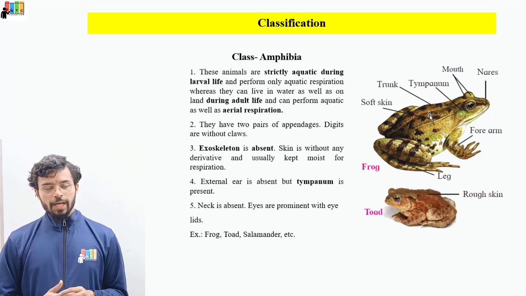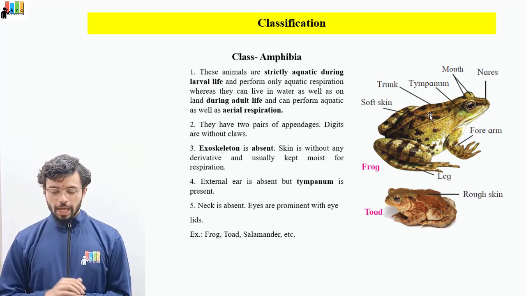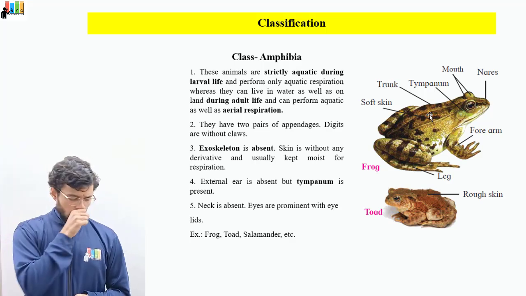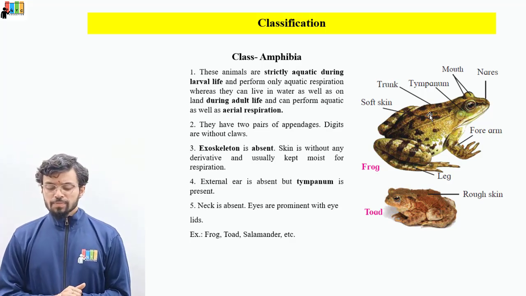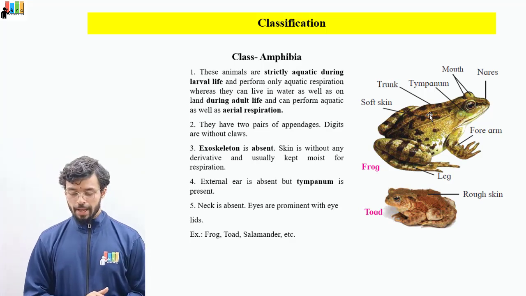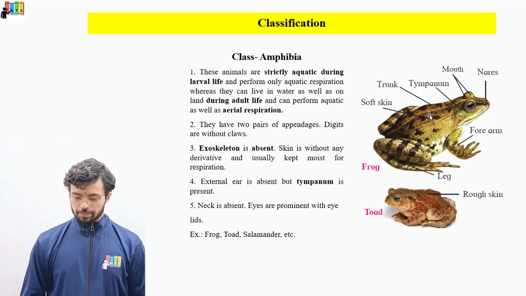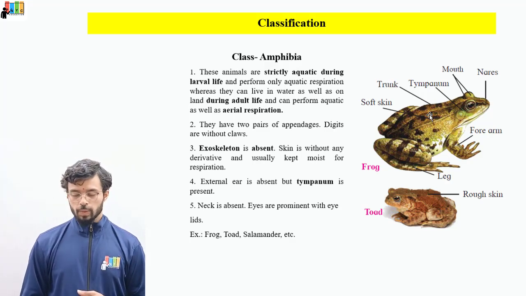Then the neck is absent, a characteristic feature of amphibians, and eyes are prominent with eyelids. So they do open and shut their eyes. Examples are toad, frog, salamander, newts, for example, as well.